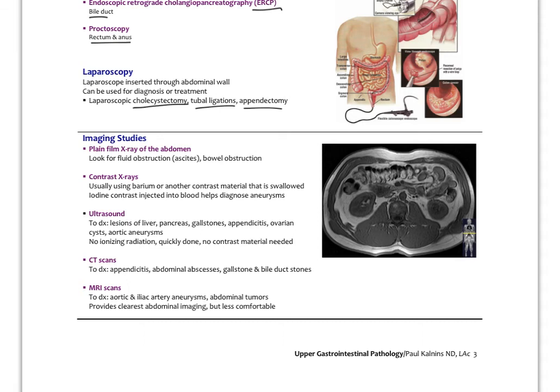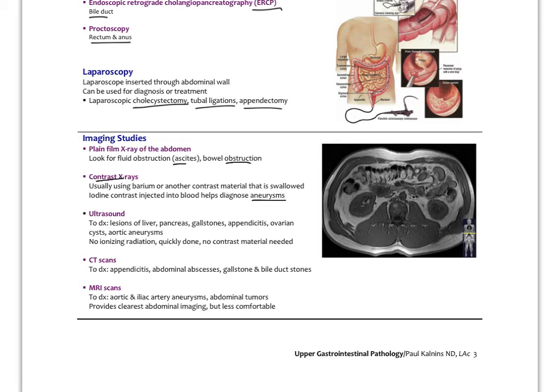Other imaging studies, plain film of the abdomen can be helpful looking for any fluid, bowel obstruction. You can look for the presence of gas. Remember, with just x-ray, soft tissues don't show up very well, but you can see gas bubbles and things like that, so that can be helpful. Contrast x-rays are where the patient swallows the barium contrast material. Also, there's iodine contrast material, and this can be helpful for looking at any ulcerations, any lesions in the intestinal wall. The iodine contrast can be helpful for diagnosing aneurysms.